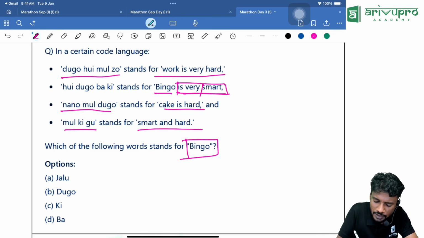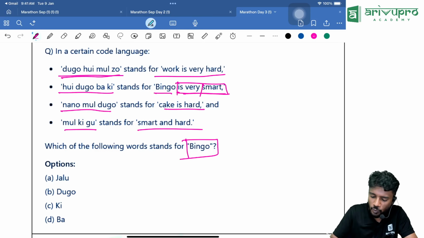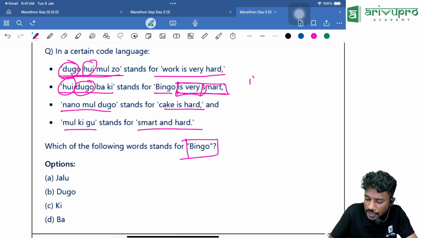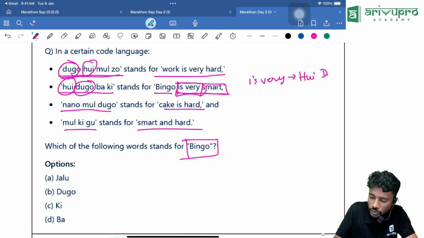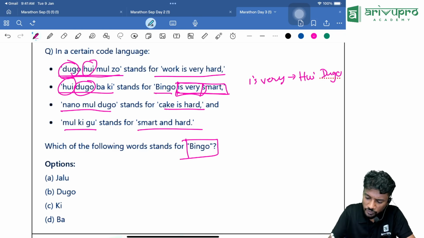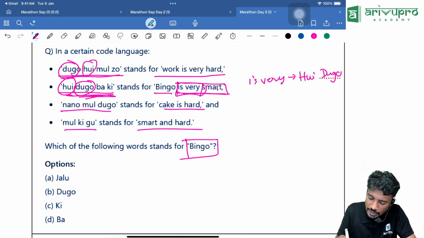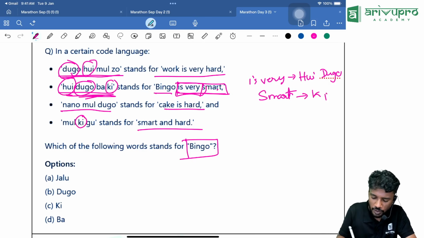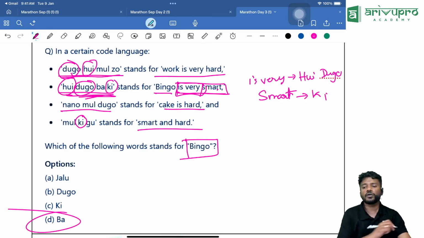Is very is common in the first and second line. You tell me what is very. Common letters in the first and second are Hue and Dugo. That means is very means Hue and Dugo. I am writing Hue and Dugo. Yes. Then we need to find smart. Smart is present in the second line and the last line. What is common there? Key. That means smart is key. Then what is the remaining one? Ba means bingo. Okay. Yes.